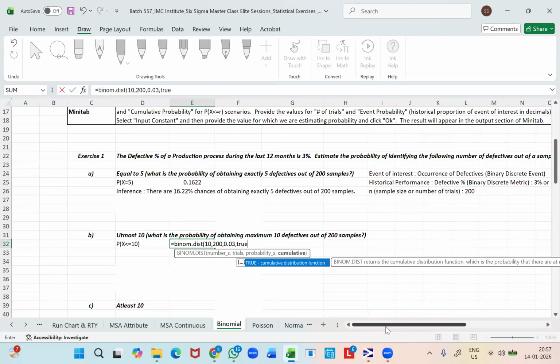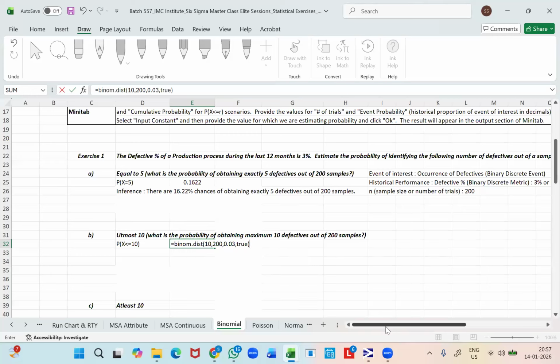So in the first one, we didn't actually sum up anything. We just found out the probability for that point, that is X equal to 5, right? So what is the probability of getting exactly 5 defectives is the first question. Since we didn't add any individual probability values there, we found out the individual probability value for P of X equal to 5. So we gave cumulative as false.